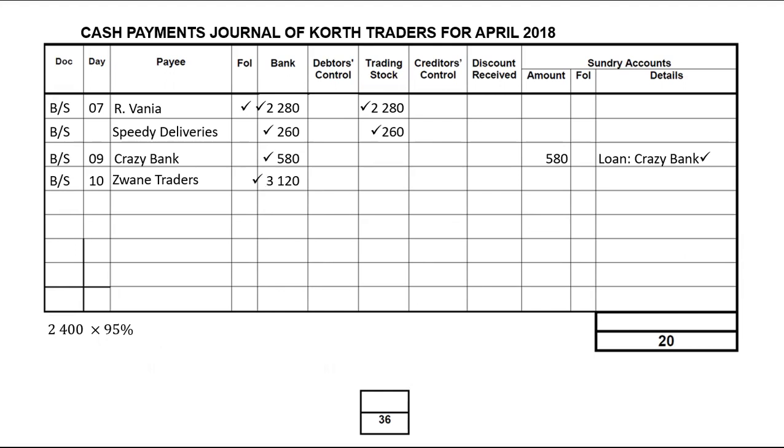So you will take this 3,120, add it with the discount of 180. It will give us 3,300. That's how much we were owing them. And that is the amount that you are going to write under creditors control. How much was the discount on this? The discount was 180. Okay, now to get the bank amount, you'll simply take the 3,300 that we were owing them, minus the discount that they gave us, which is 180. It will give us the bank amount that we actually paid, and that will be 3,120.